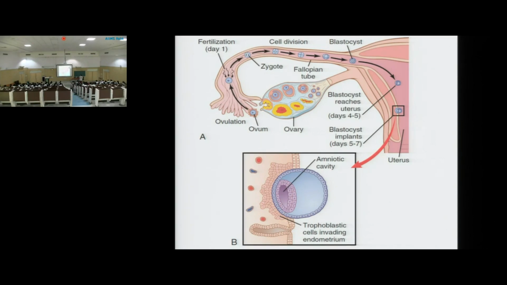By the time it implants, implantation is actually just attaching to the endometrial wall. That is happening at the 5th to 7th day from the day of fertilization. Once it reaches this stage, the implantation stage, it is known as the blastocyst, and it is around the 100 cell stage.